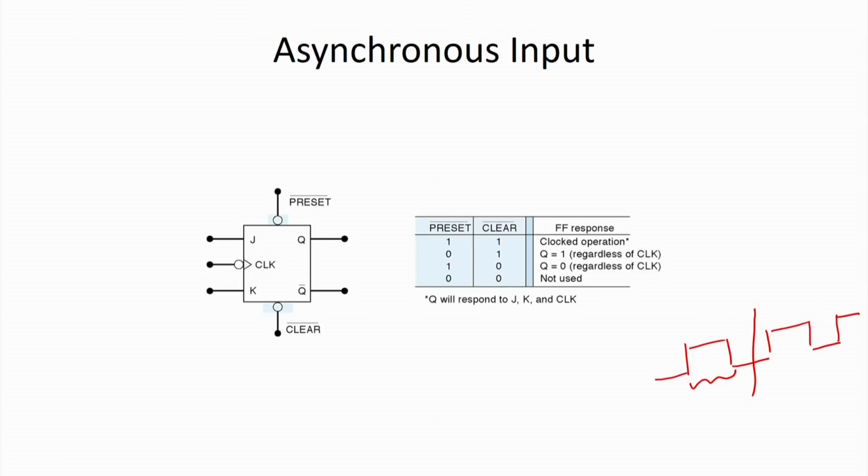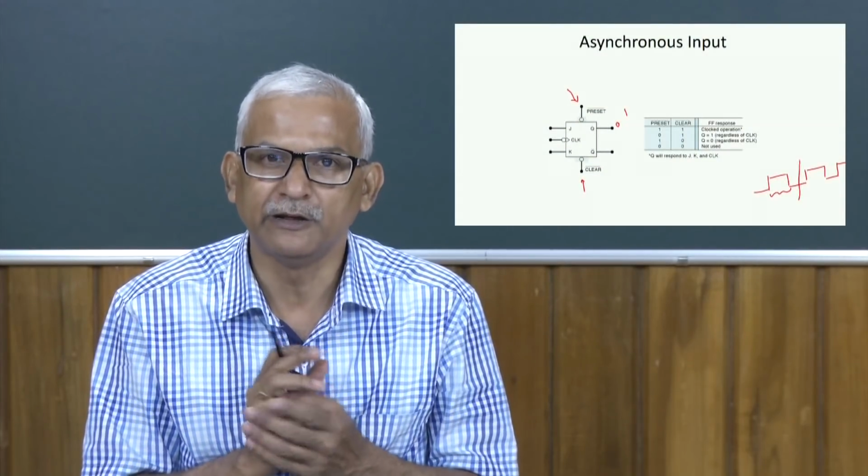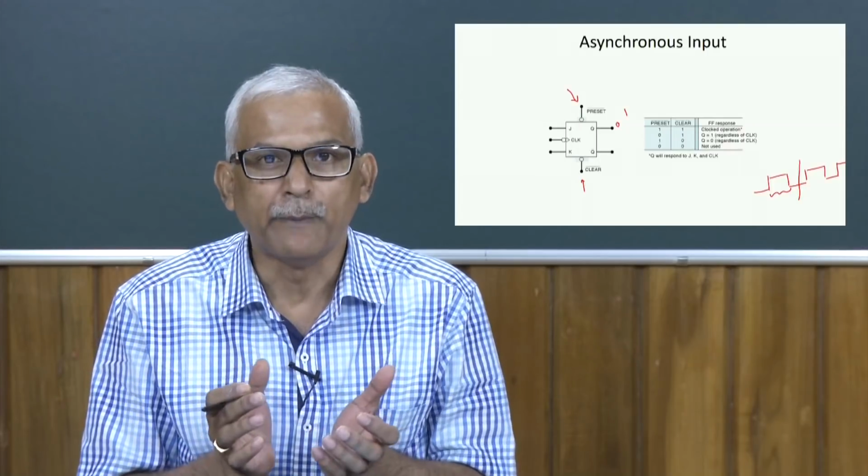So, we are storing some information, but at some point of time I want to clear it. As soon as I give the clear signal over here, what will happen? The output will be 0. It is clearing the information. And as soon as I give the preset signal, we are going to set the value to 1. So, this is presetting the flip flop. Irrespective of the clock signal, whenever this preset signal comes, the Q bit will be set to 1. That is why we say it is an asynchronous flip flop, because while constructing our circuit, sometimes we will need to clear the information or set the information to 1.